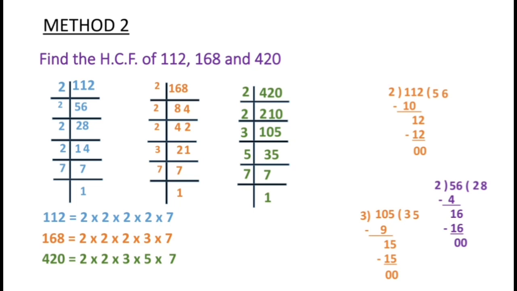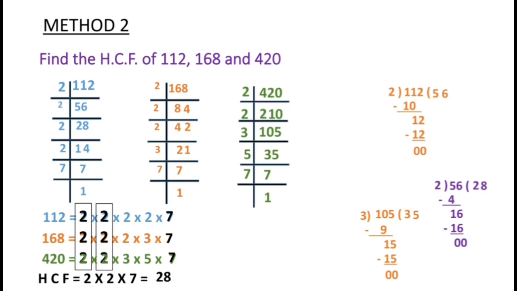Now which are the common factors we have? 2 is common. Another 2 is also common. Then 7 is common. If we multiply these common factors, 2 into 2 into 7, we get the HCF of 112, 168 and 420. 2 2s are 4, 4 7s are 28. The HCF of the given numbers is 28.